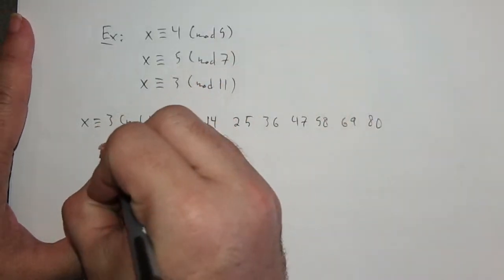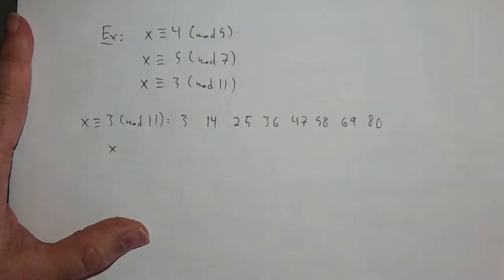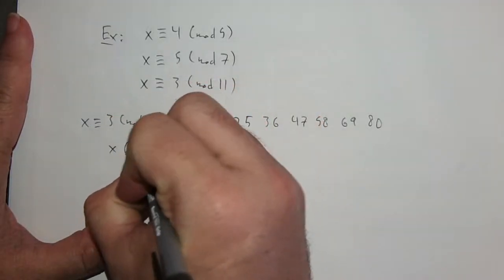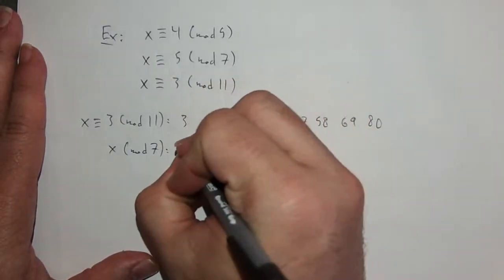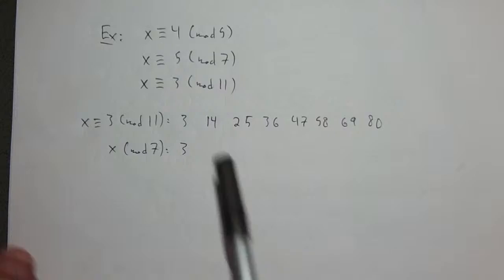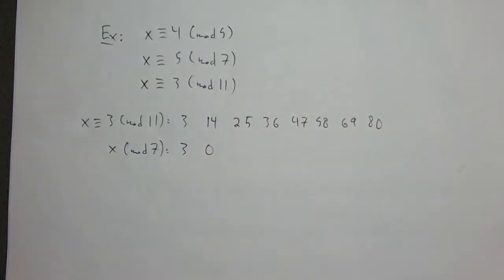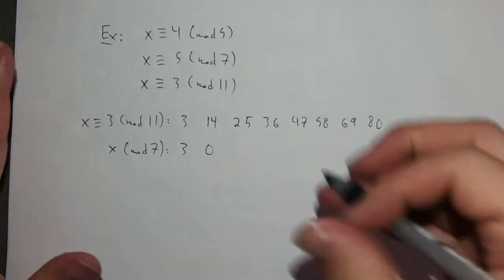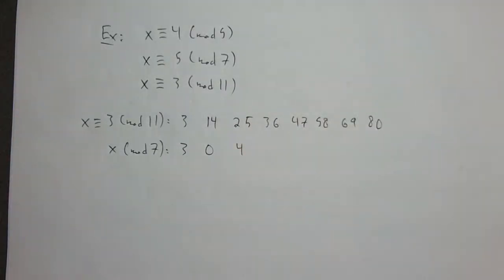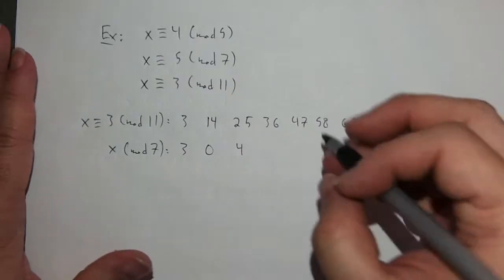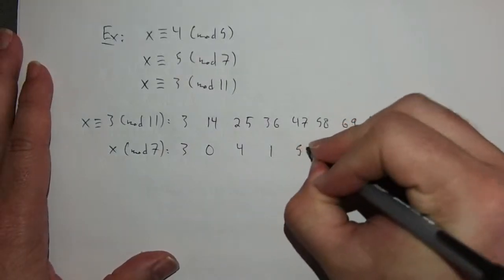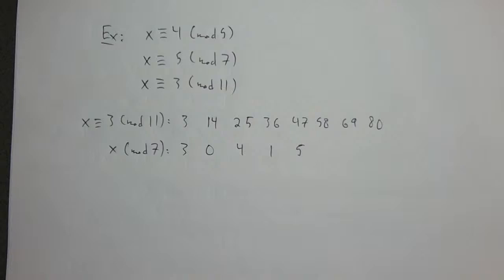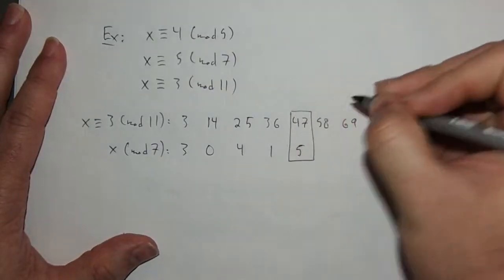Now I'm going to go to the next largest modulus, so I want to look at x mod 7. So I want to see what each of these things are mod 7. Well, 3 is still 3 mod 7, so that didn't change. 14 is 0 mod 7 because it's divisible by 7. 25 is 4 mod 7. 36 is 1 mod 7. 47 is 5 mod 7. And I'm done, at least at this step.